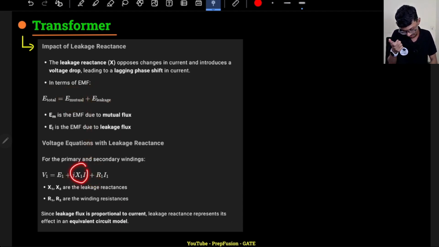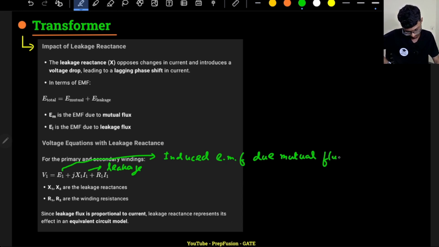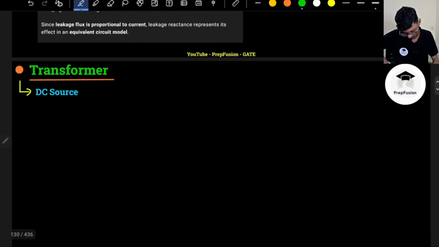So this will be the drop due to the leakage flux that we have already discussed, and this will be the induced EMF due to the mutual flux, and this is the drop due to the resistance. So that's how we actually write down the equivalent model. So this we have already discussed. I don't think we have to discuss it.